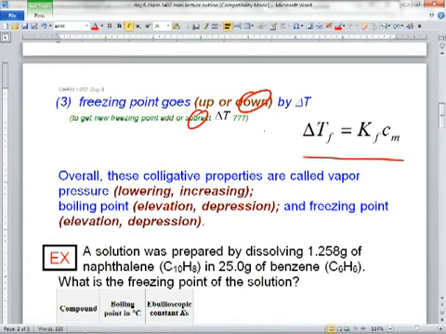Okay. Overall, these colligative properties are called vapor pressure lowering, boiling point elevation, and freezing point depression. That's the technical jargon for all this stuff.